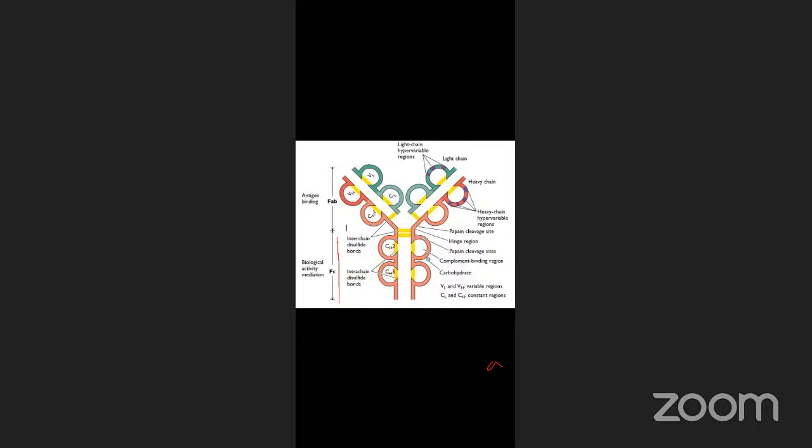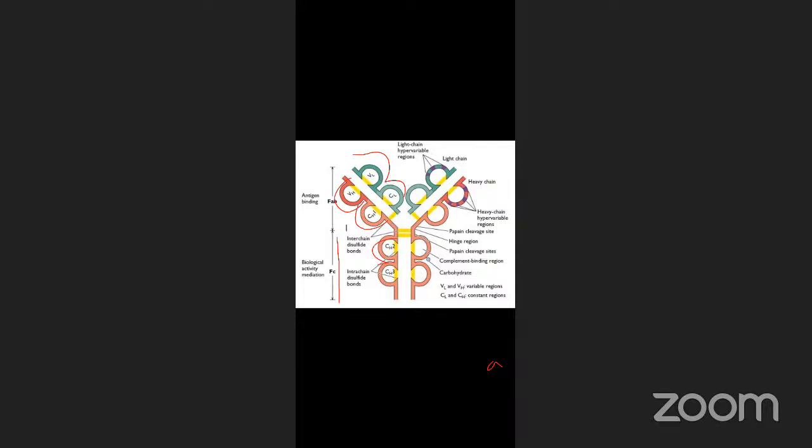Domains means these are the folded areas. Okay, folded areas are there. One fold is one domain. Another fold is another domain. And V means variable region, C means constant region. Okay, variable light chain. VH means variable heavy chain region domain.